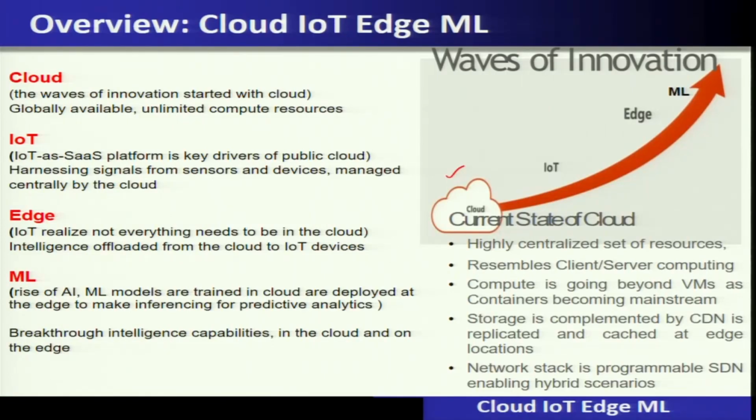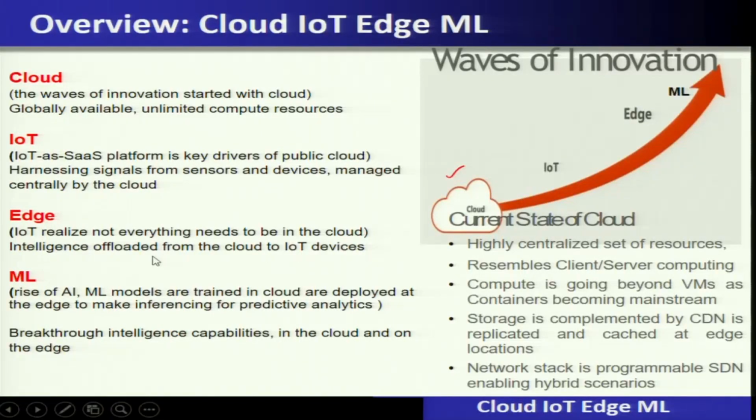So these waves of innovation, which started with the cloud, which has seen globally available, unlimited compute resources, are now going on to support IoT. IoT as a software as a service platform is the key driver of the public cloud. IoT provides harnessing of signals from sensors and devices, and often IoT devices are managed by the cloud. These IoT applications realize that not everything needs to be done at the cloud, thereby giving birth to edge computing. Why does all this IoT require the support of the cloud? It is to compute the intelligence.